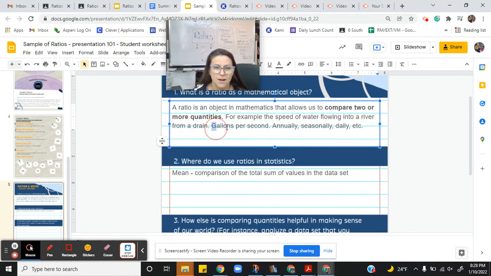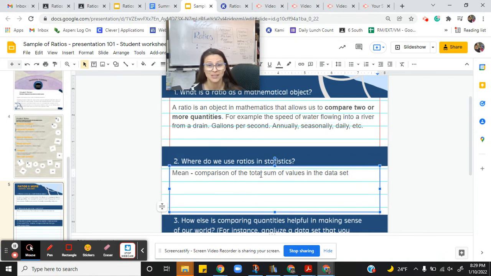You could think about water flowing in gallons per second or liters per hour, things like that. You can measure it annually, seasonally, daily. Using ratios helps us make sense of how the quantities in the world around us are changing or staying the same. Is their behavior typical or is it atypical?